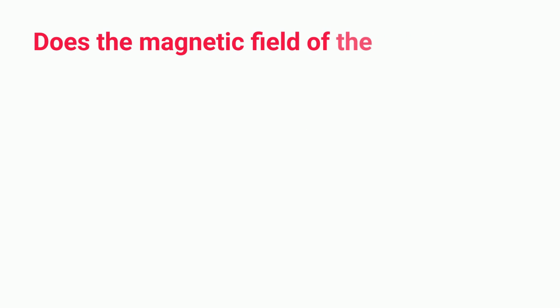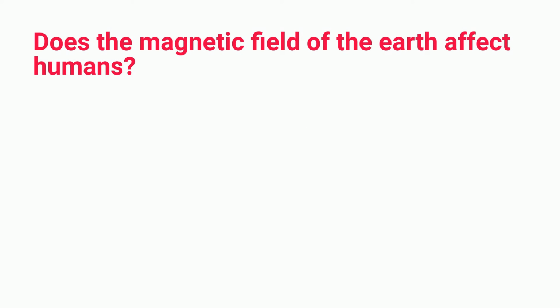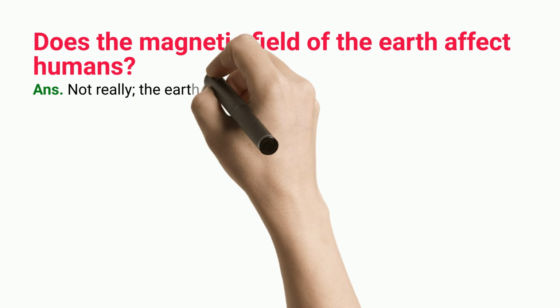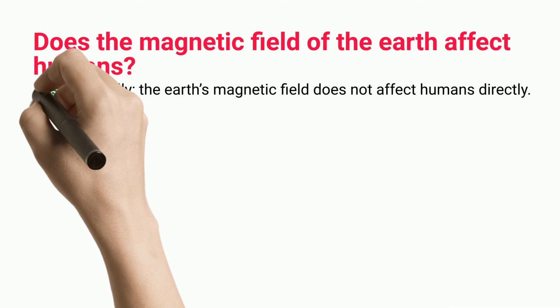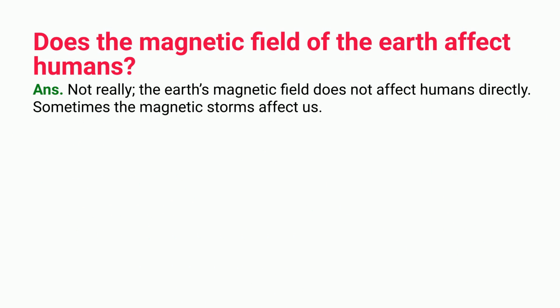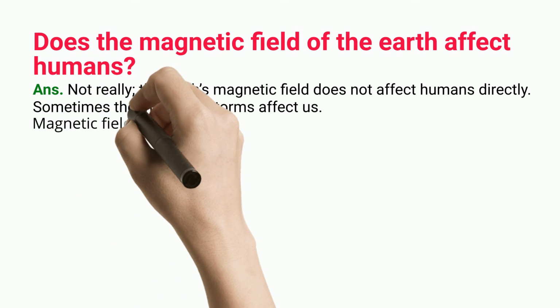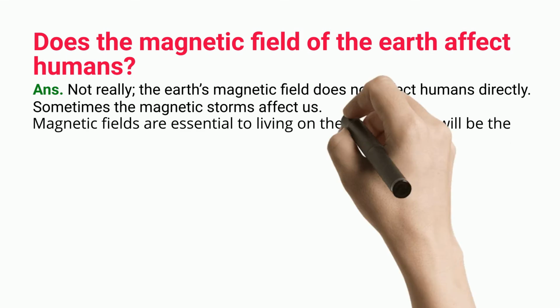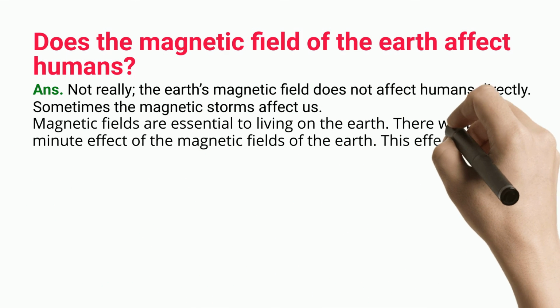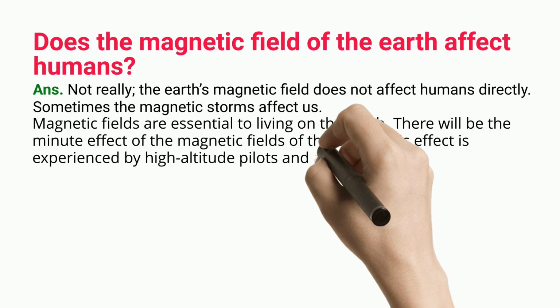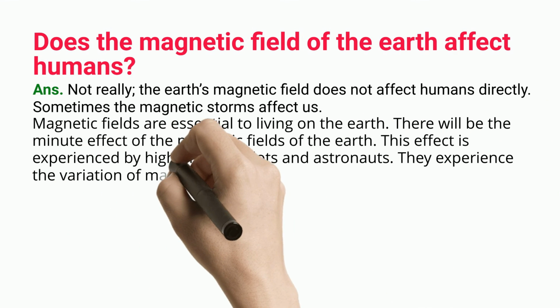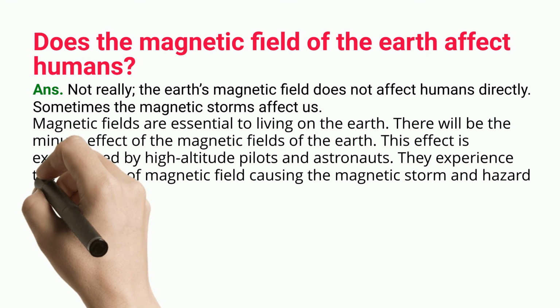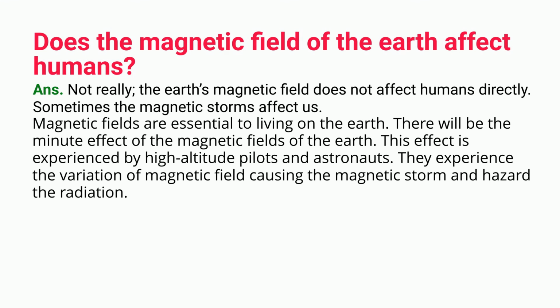Does the magnetic field of the Earth affect humans? Not really, the Earth's magnetic field does not affect humans directly. Sometimes magnetic storms affect us. Magnetic fields are essential to living on the Earth. There will be a minute effect of the magnetic fields of the Earth. This effect is experienced by high-altitude pilots and astronauts. They experience the variation of magnetic field causing magnetic storms and radiation hazards.